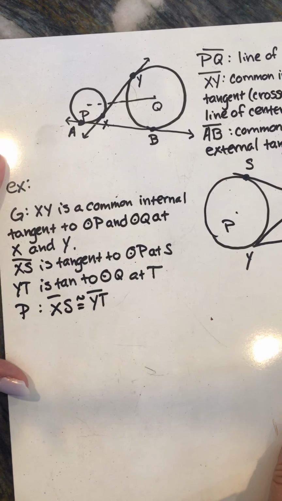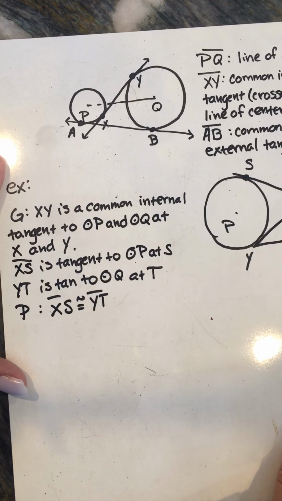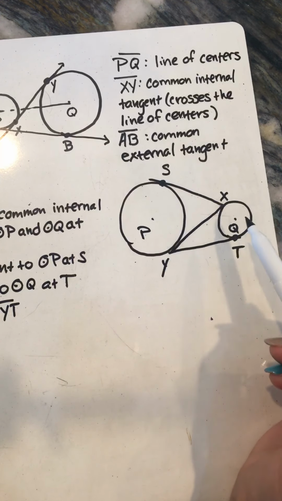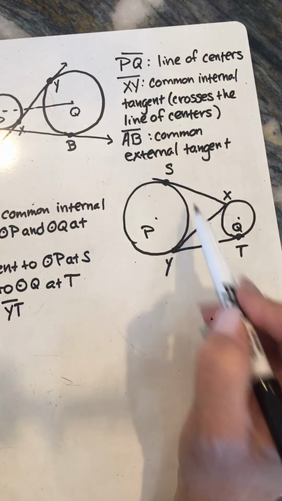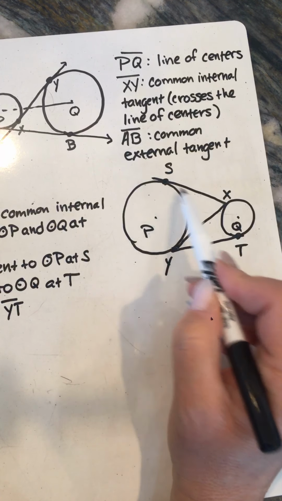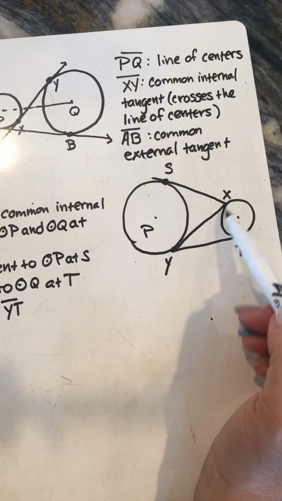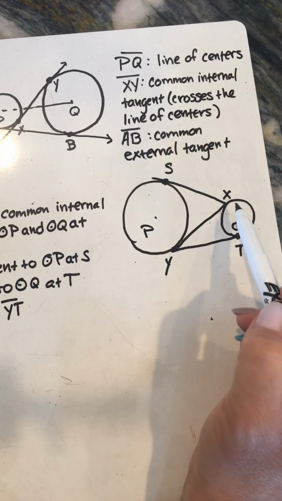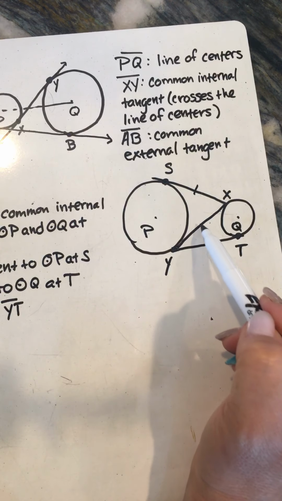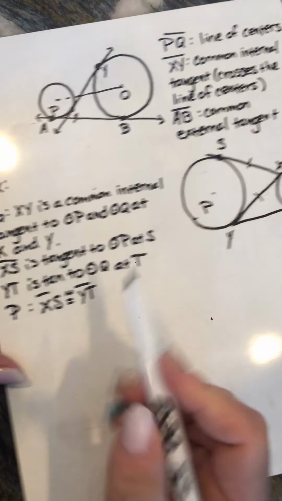All right. So let's take a look at this guy. Well, we can talk about, let's just take a look at circle P. We have a tangent line, and a tangent line. So we can use the two tangent theorem to say that SX is congruent to XY.